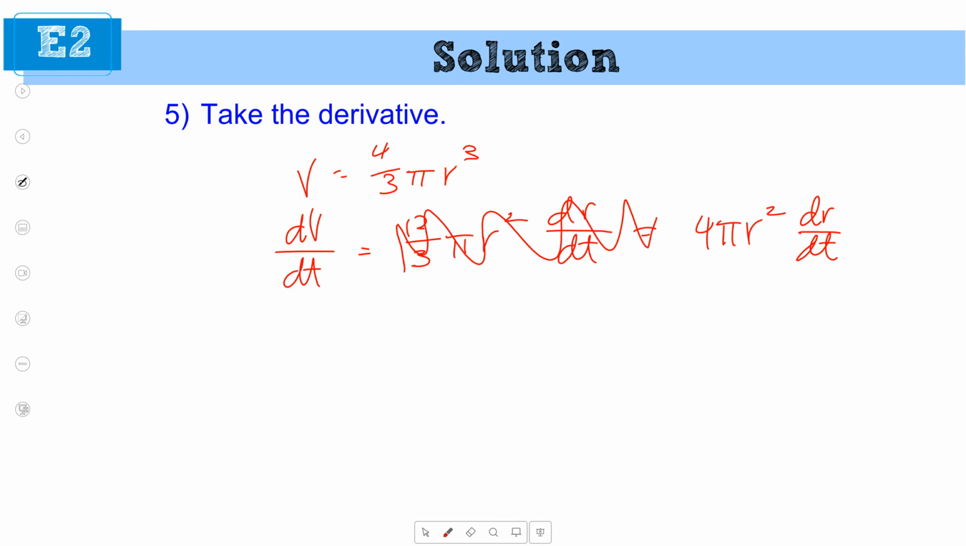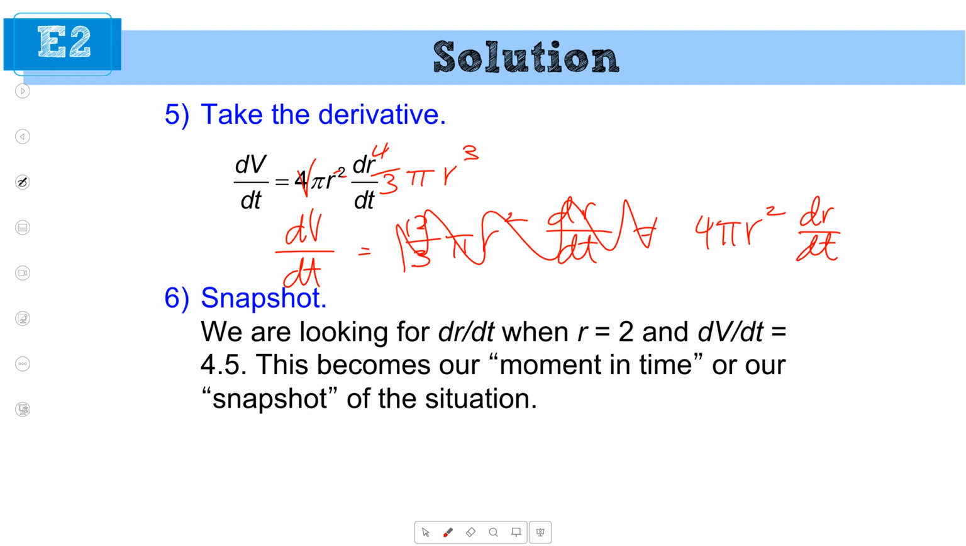Okay, so step 6, snapshot. This is where we look at that exact moment in time. What happens at that exact moment in time? At that exact moment in time, we know that r is equal to 2 and dV/dt equals 4.5. Step 7, solve. That means plug and chug.